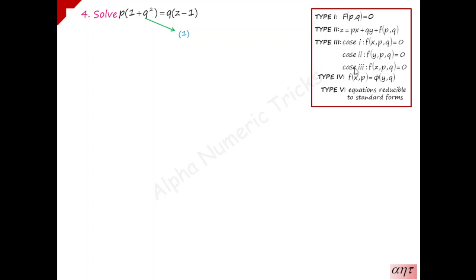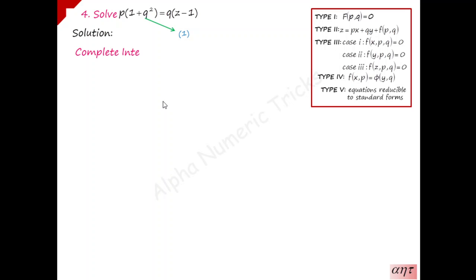Now we will see how to get the solution of another problem: p into 1 plus q square is equal to q into z minus 1. Number the equation as 1. Here also the problem is of the type f of z comma p comma q is equal to 0, because z, p, q alone is present in our problem. Now we have to find out the solution for this.